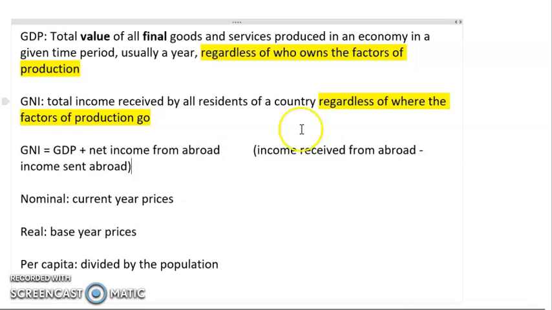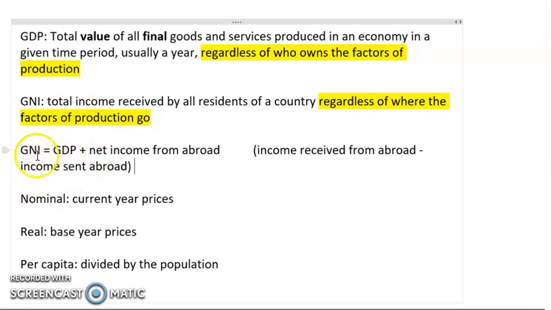So a country's GNI, let's say the US, right? Let's say a US worker goes to China to work, right? So then him or her receiving income, right? Let's say they receive $1,000, and the Serbian guy receives $900. Then going back home, $900 is going to be income sent abroad, and $1,000 is going to be income from abroad. So it'll be a total net income from abroad of $100, which is added to the GDP.